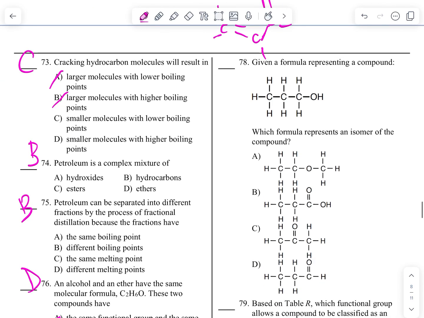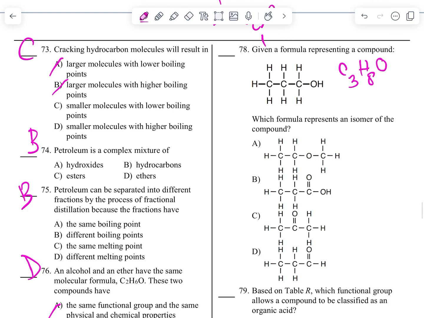Okay, what is an isomer of this? So what I do is I say we have C3, we have H 6, 8, and then an O. So then part A is C3H, 1, 2, 3, 4, 5, 6, 7, 8. I think it's A right off the bat because part B has 2 oxygens. Part C doesn't have enough hydrogens, and part D, let's see, 1, 2, 3, 4, 5, 6, doesn't have enough hydrogens. So it's part A.